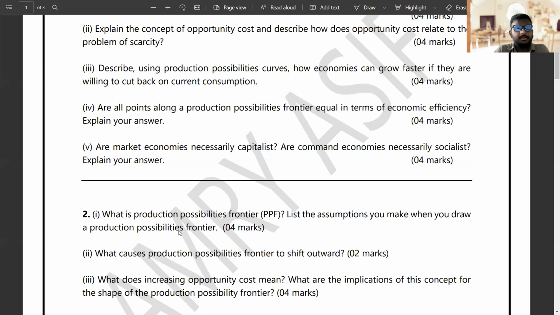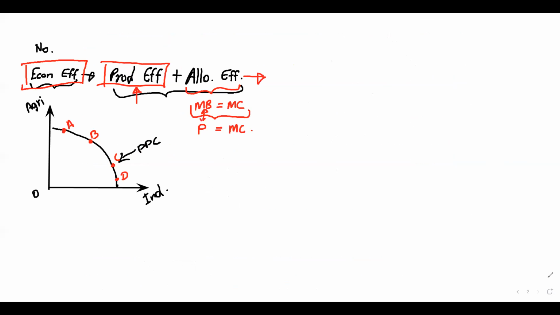Are market economies necessarily capitalist? Are command economies necessarily socialist? Explain your answer. What do you think? Are market economies necessarily capitalist? No. So simply, the question is about the market economic system and the capitalist economic system. Are they the same? Command economic system, socialist economic system, are they the same? That's the question. What do you think? Yes or no? No, they can be capitalist or socialist, but necessarily no. Okay, good. Others?